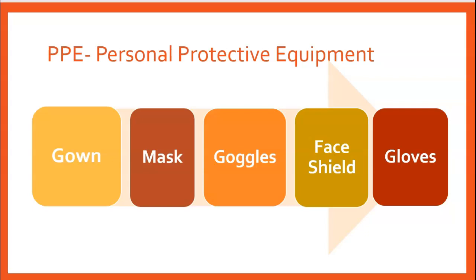Goggles or face shield. So, once again, hands on your chest. Gown, up on your mouth. Mask, up on your eyes. Goggles, up in the air. Gloves. That's the order in which you put on PPE. I learned that from a student years ago. I've used it every time I've taught the class.